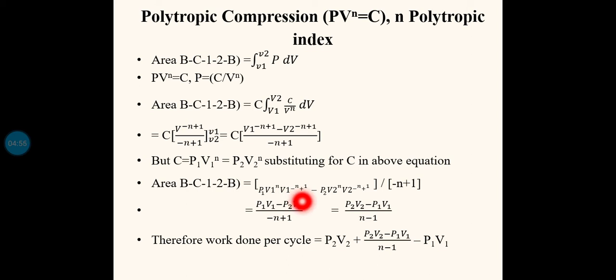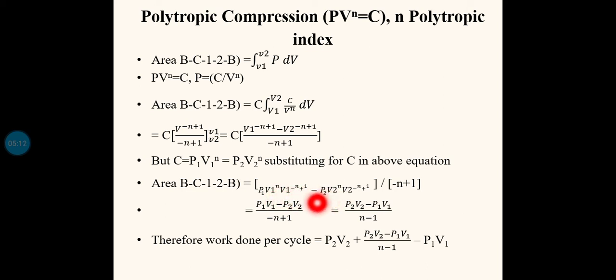plus 1. X raised to m into x raised to n is equal to x raised to m plus n. So it becomes P1 into V1 raised to n plus minus n plus 1. N minus n will cancel, so the only term remaining is V1 raised to 1, that is V1. So this term becomes P1 V1.